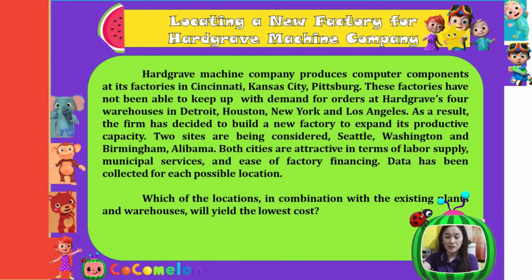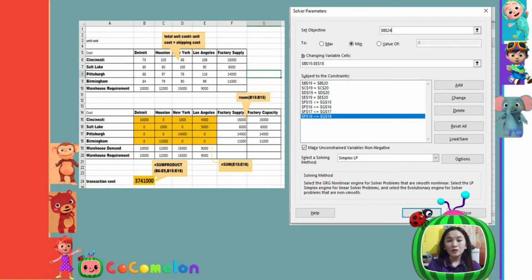Two sites are being considered, Seattle in Washington and Birmingham in Alabama. Both cities are attractive in terms of labor supply, municipal services, and ease of factory financing. Data has been collected for each possible location. So the problem is, which of the locations, in combination with the existing plants and warehouses, will yield the lowest cost? So to solve this problem, we will use Excel as our method of solution.